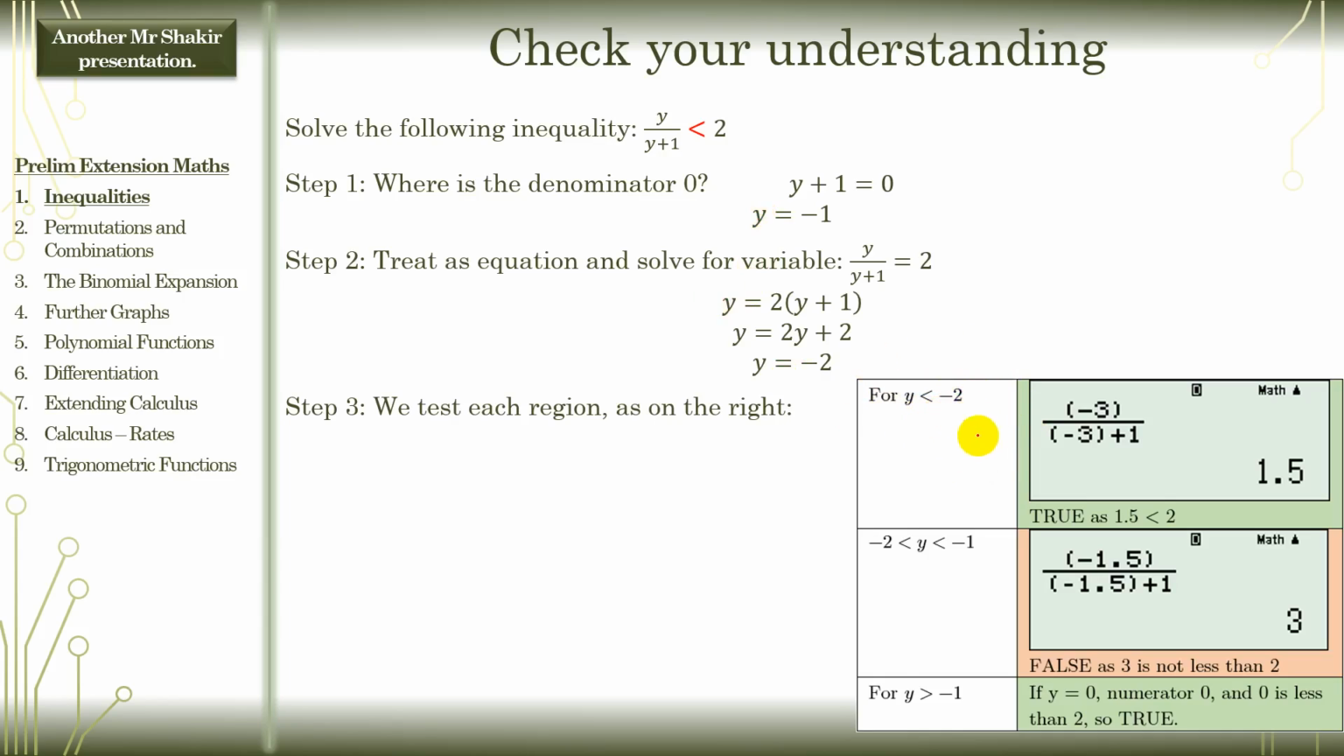This region, y is less than -2, or y is more than -1. So we write it in. It was a strict inequality, so we write strict inequalities there. Plot it. Easy. Fairly straightforward.